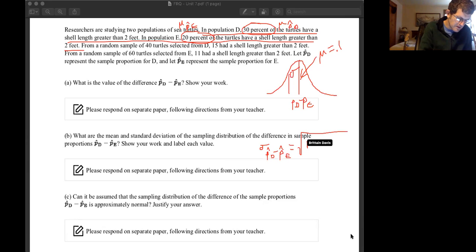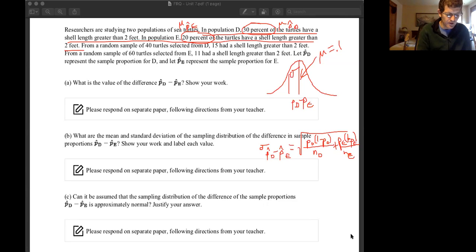So that's going to be P sub D times 1 minus P sub D. This is the population proportion, not the sample one, over N of D. Now, this is where we would have to use a sample value because we're trying to figure out what is the variance, rather, of this particular sampling distribution for this sample size. All right, so P sub E times 1 minus P sub E over N sub E. So now we could go through and do the calculations.